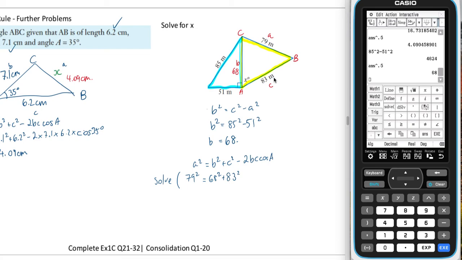Okay, so we're going to be typing this in. So shift, solve: 79 squared is equal to 68 squared plus 83 squared, minus 2 times 68 times 83 cosine x. And there we go, we get an answer of x is equal to 62.16 degrees, which to the nearest degree is 62 degrees.